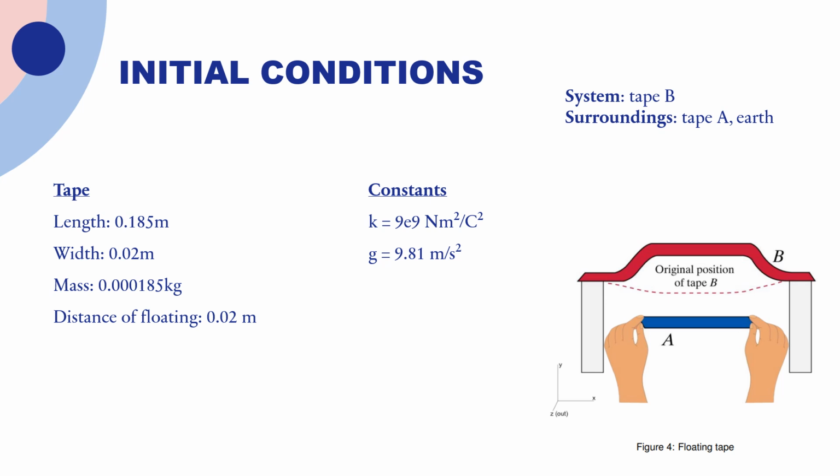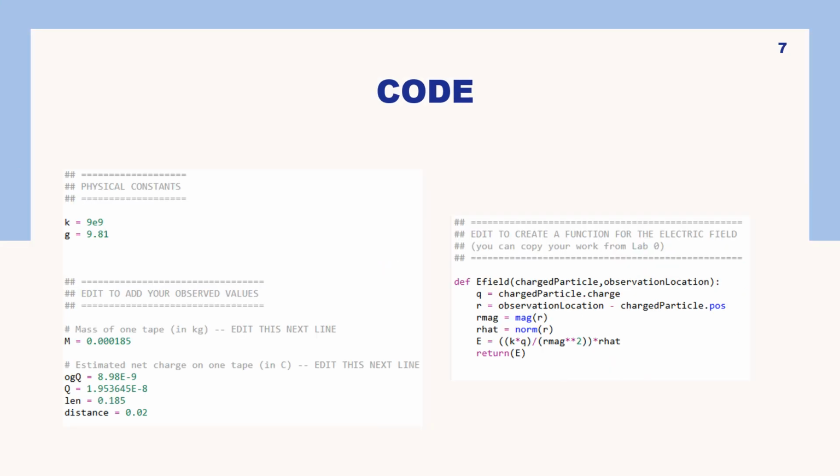The constant K is 9 times 10 to the 9th. The gravitational constant is 9.81, and there's a picture of the model. So for the code, I input the physical constants K and G, the mass, the original charge just for later comparison, the Q that we calculated on the last slide, the length and the distance, and then the electric field.